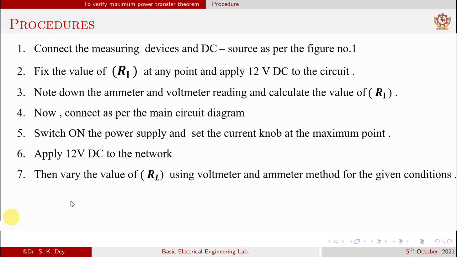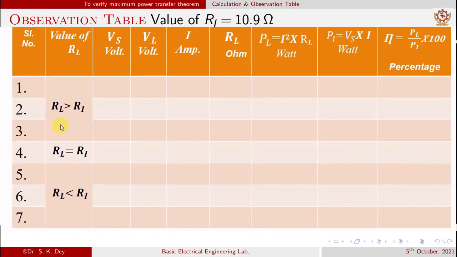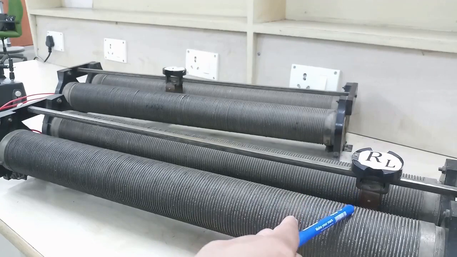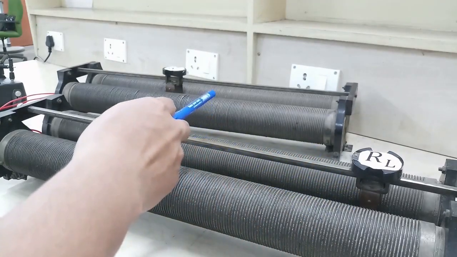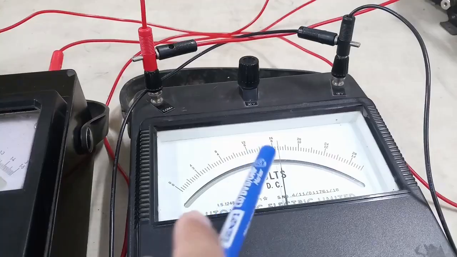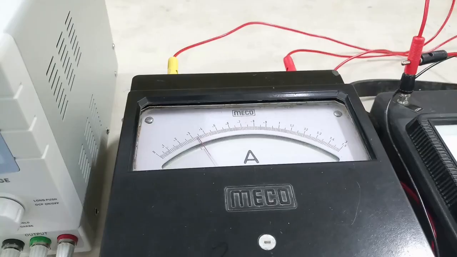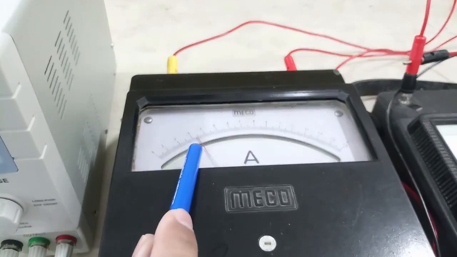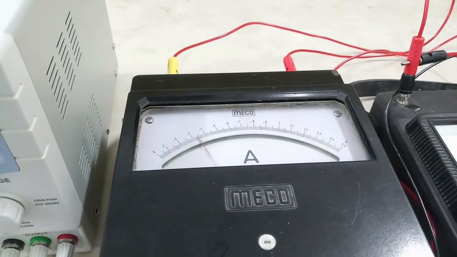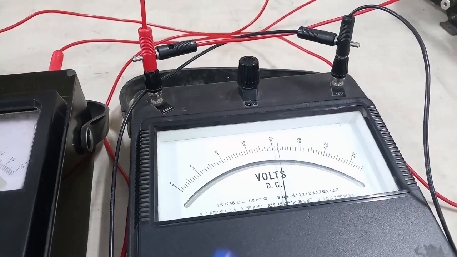Then vary the value of load resistance using the voltmeter and ammeter method for the given conditions. Now we will take the first observation when load resistance RL is greater than internal resistance. Here you can see load resistance RL is greater than the internal resistance RI, and this voltmeter is showing 8.4 volt. Now this ammeter is showing 0.33 ampere. So now we will calculate the value of load resistance.